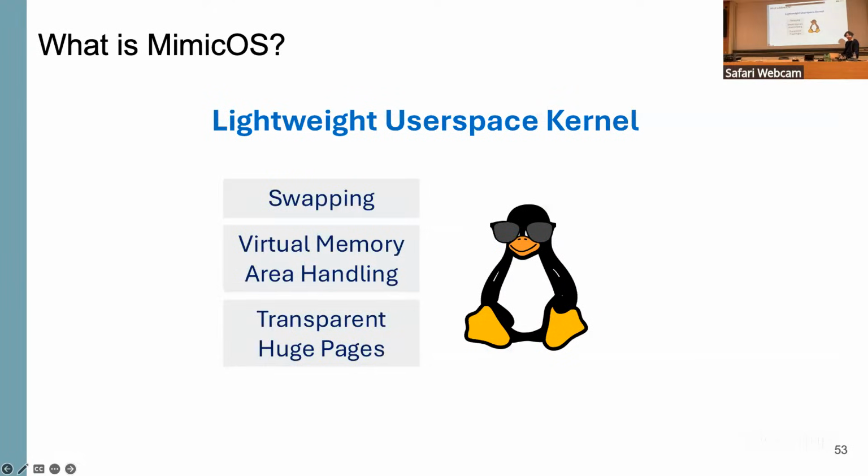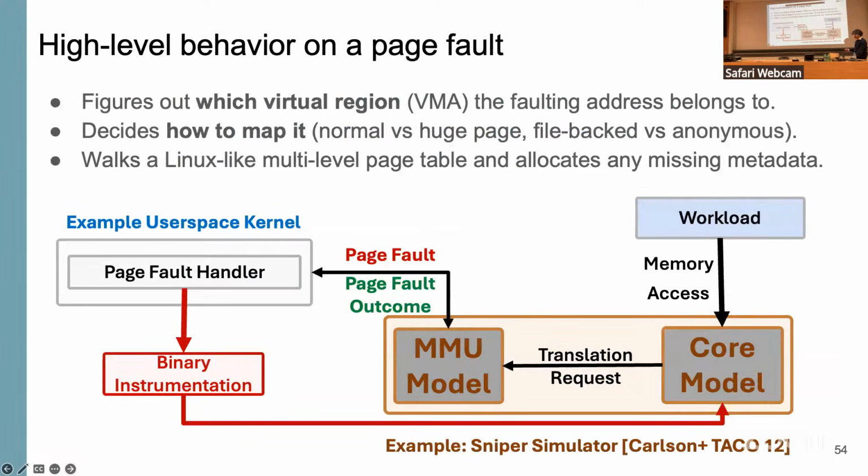All right, what is Mimic OS, you might ask? It's a small user space kernel that imitates Linux's memory management, as I already mentioned, and it handles the page faults, page tables, huge pages, swapping, and the page cache. Looking at it from a high-level behavior standpoint, it first figures out which virtual region the faulting address belongs to. It decides how to map it, and then walks a Linux-like multi-level page table and allocates any missing metadata.